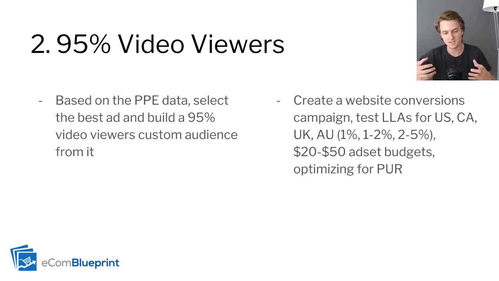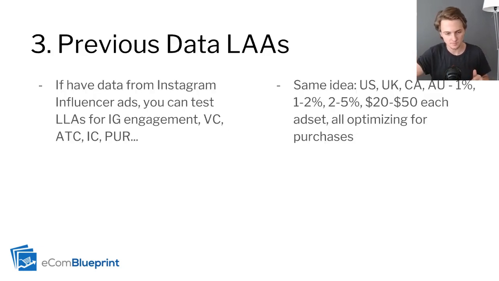You want to pick the best ad based on the data and then build a 95% video viewers custom audience from it. And then from that 95% video viewers custom audience, you want to create lookalike audiences for the US, Canada, the UK, and Australia from 1%, 1 to 2%, and 2 to 5%. Then you want to create a new website conversions campaign and test all of those. So for those 4 countries, and then 3 for each, that's 12 ad sets right there. And that's how you want to start launching your purchase optimization campaigns.